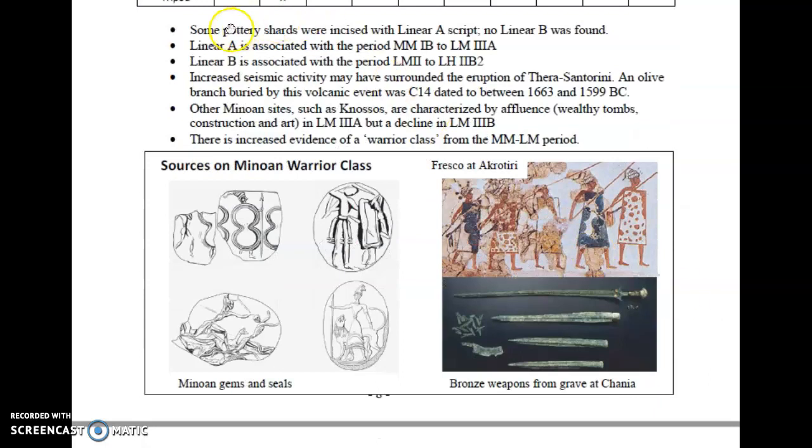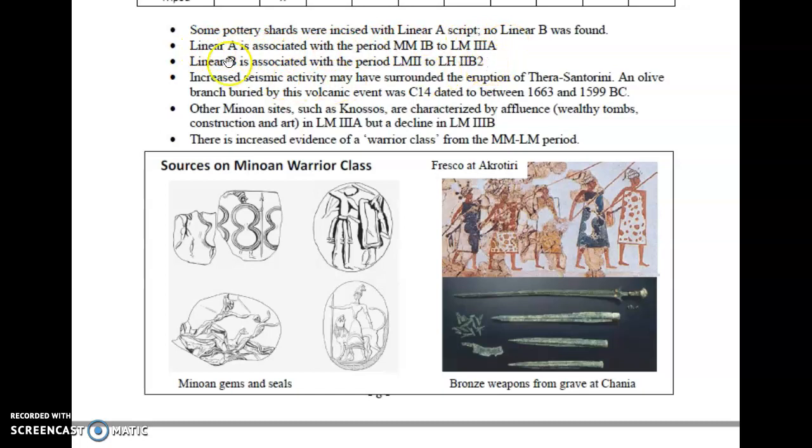We then have a number of different ways to date this site. So we have some pottery shards which were incised with linear A script. Remember, linear A script is our script of the Minoan people. Linear B is our script of the Mycenaean period. So we know how to translate linear B, but linear A is as yet mostly beyond us. Linear A is associated with the period Middle Minoan 1B to Late Minoan 3A. So we're working somewhere in between this time.